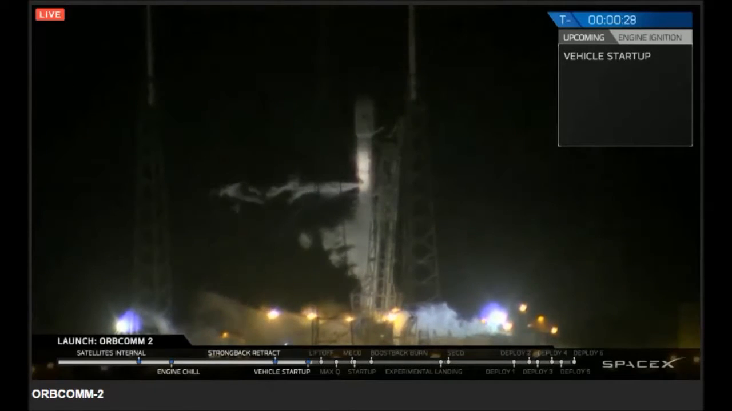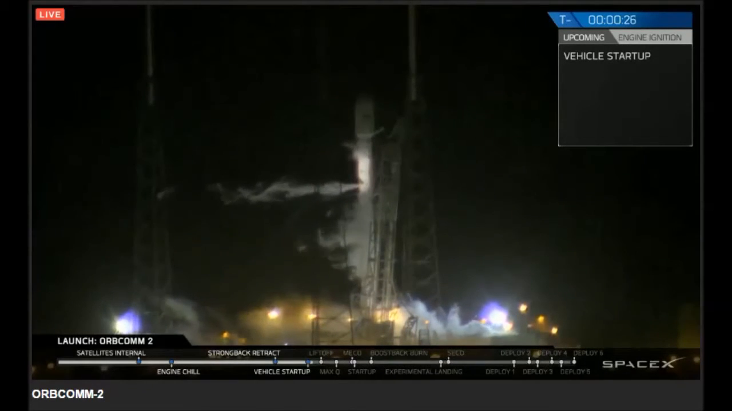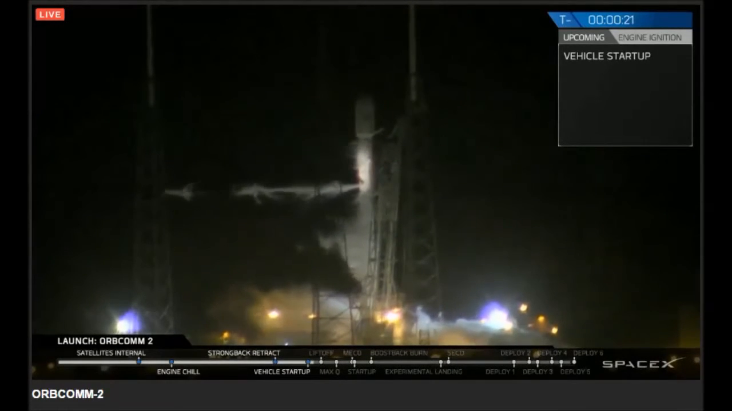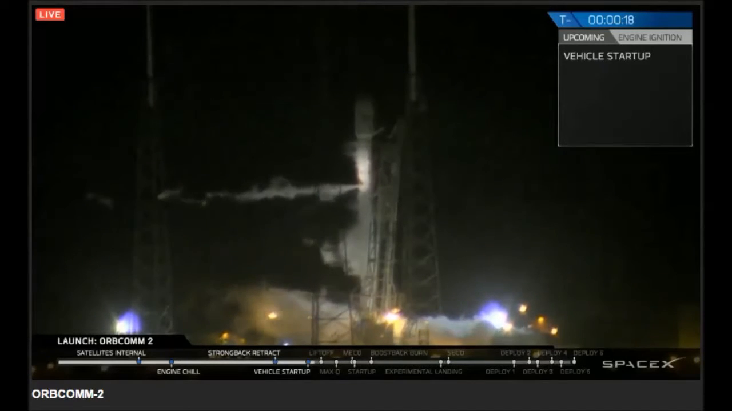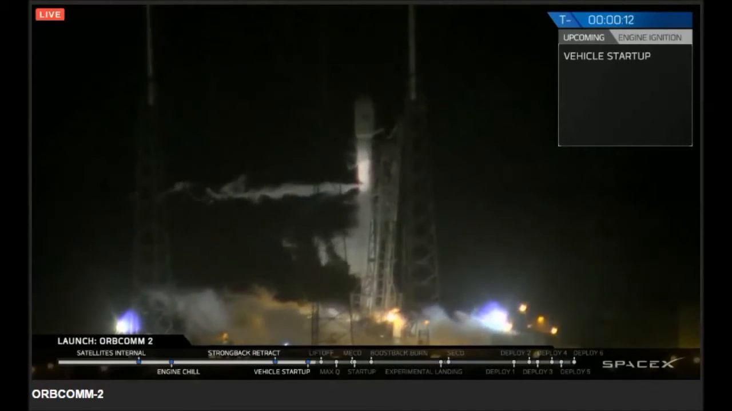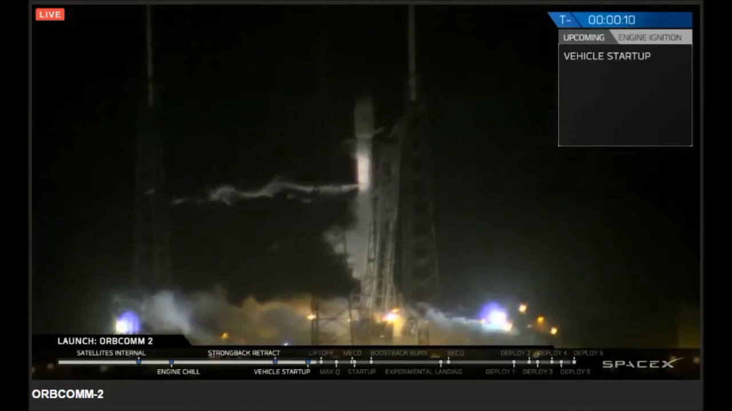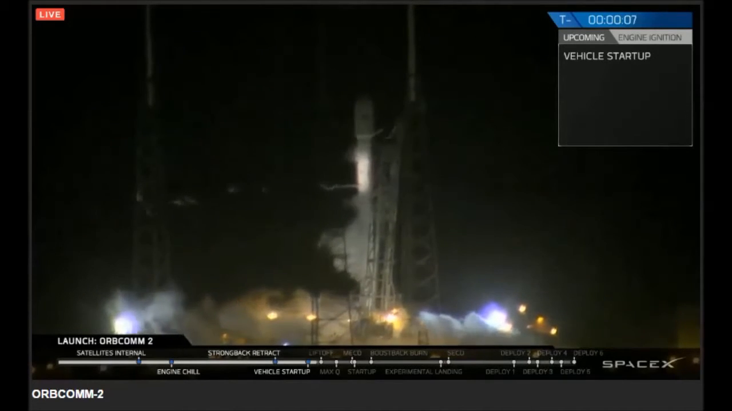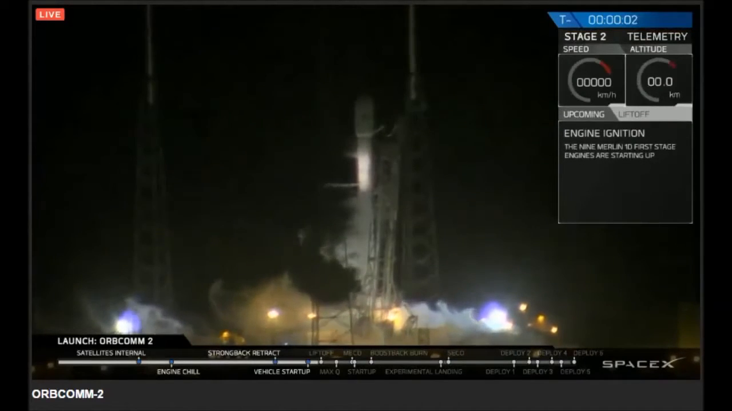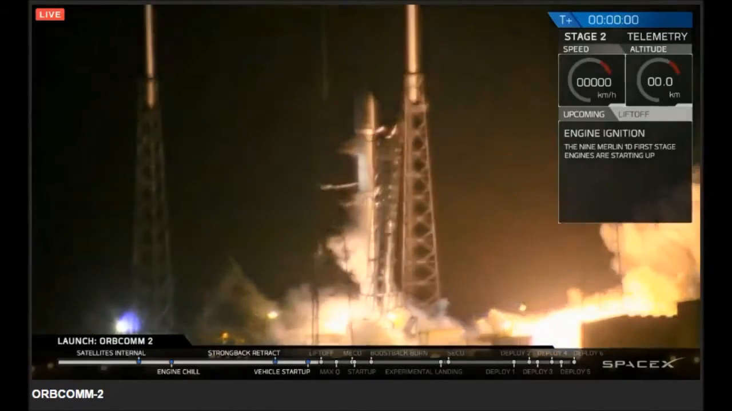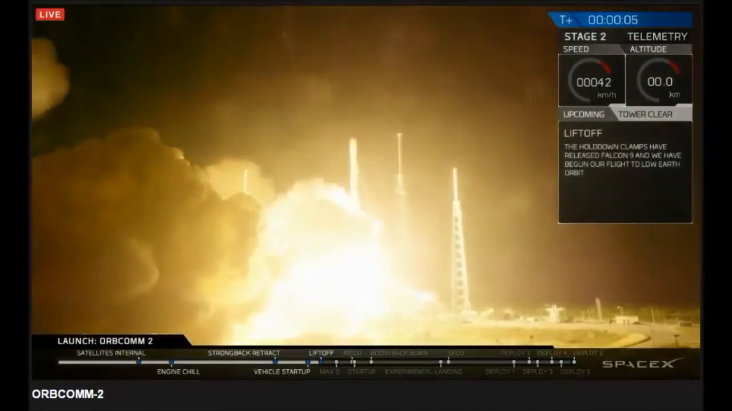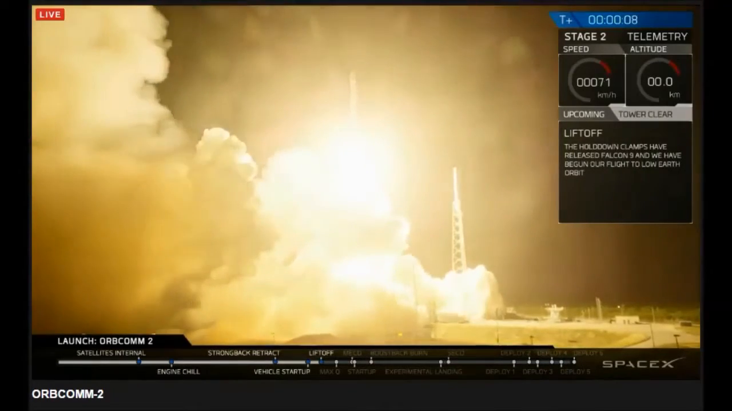T-minus 30 seconds. T-minus 20 seconds. Falcon 9 is configured at flight pressures. T-minus 15. T-minus 10, 9, 8, 7, 6, 5, 4, 3, 2, 1, 0. We have liftoff of the Falcon 9. Falcon 9 has cleared the tower.